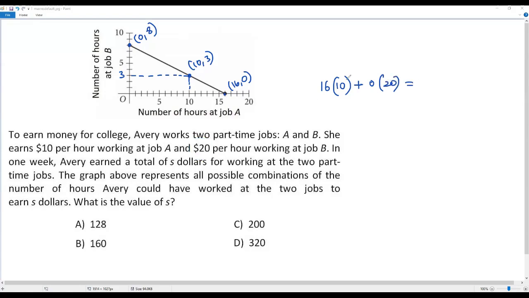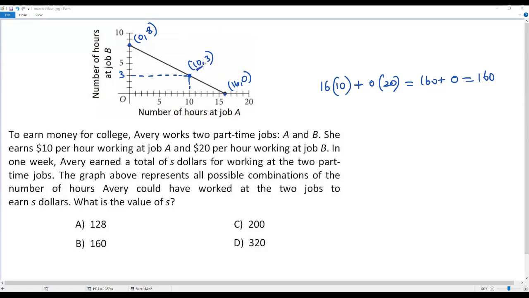Okay, now let's do the calculation. 16 times 10 is 160. 0 times 20 is 0. We get 160. So this is the total earnings of Avery in both part-time jobs when we consider this particular point, that is 16 hours at part-time job A and 0 hours at part-time job B.